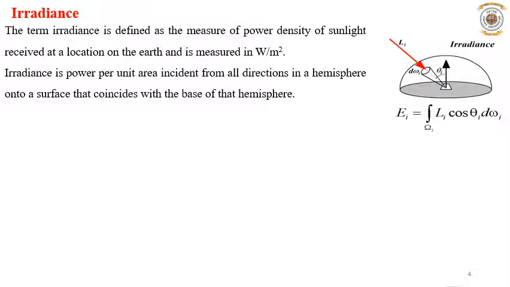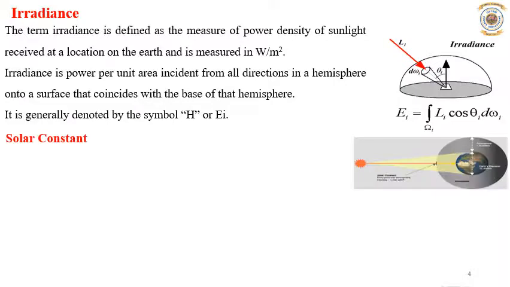So irradiance is a power per unit area which is incident from all directions onto a surface that coincides with the base of the hemisphere. It is generally denoted by the symbol H or Ei. Ei is equal to the integration of Li cos theta i d omega i. Okay. So next we will study about solar constant.